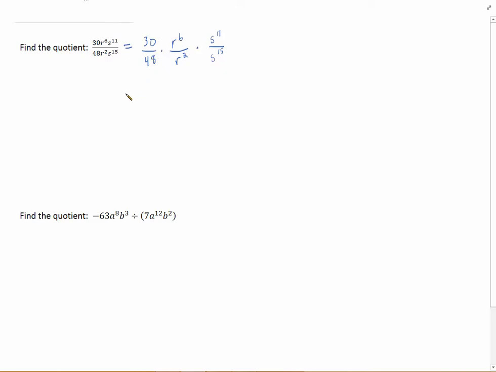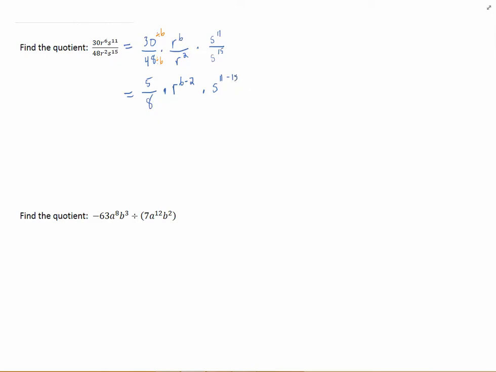And that would give me then 5 over 8. So what I did right there is I reduced by a factor of 6. I divided both numerator and denominator by 6. Now, my next factor here, I have r to the 6th over r to the 2nd. So here, I want to think, which has the higher exponent? And then we subtract. So really, I subtract the exponents. This is r to the 6 minus 2. Similarly, the third factor, that's s to the 11 minus 15.